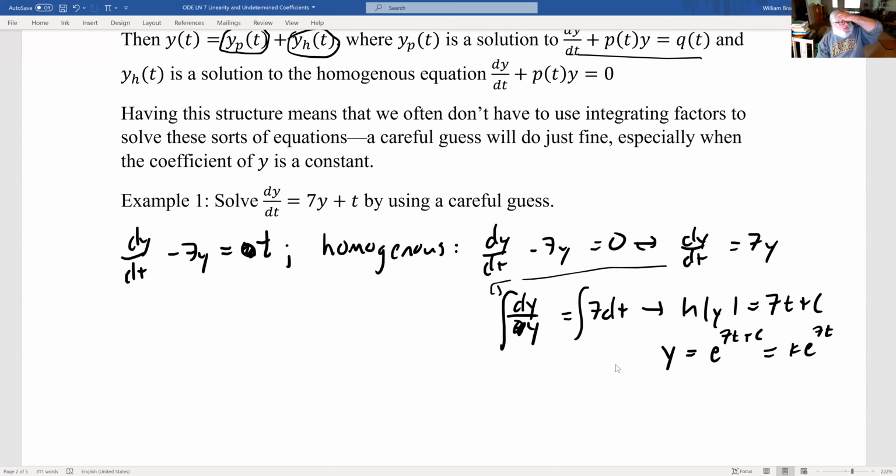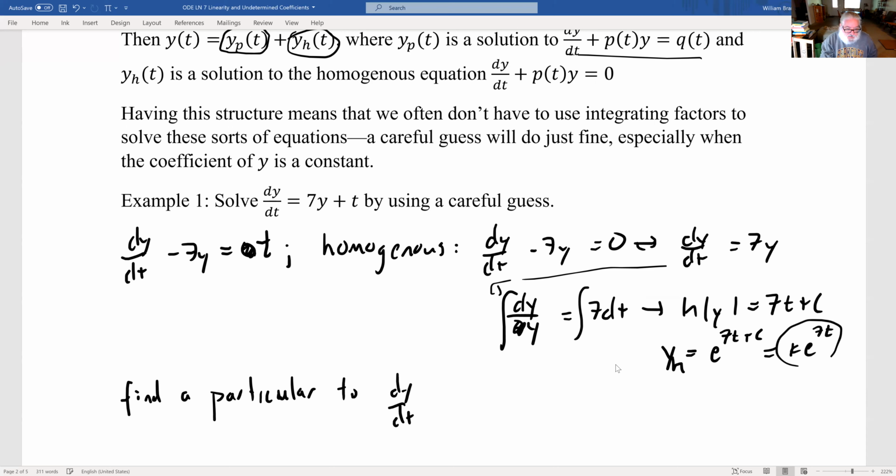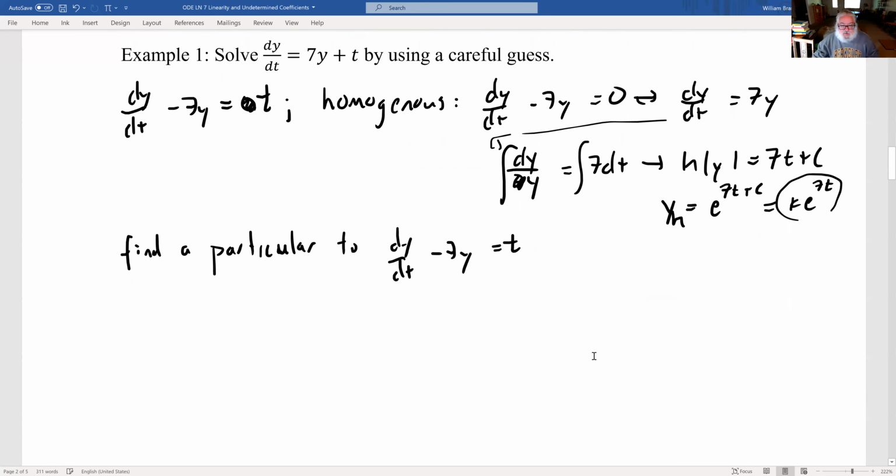And that's actually the first problem that we did with integrating factors. We get this. So a homogeneous solution is k e to the 7t. So we just need to find a particular solution. And by particular solution, we mean any solution that works in this equation.